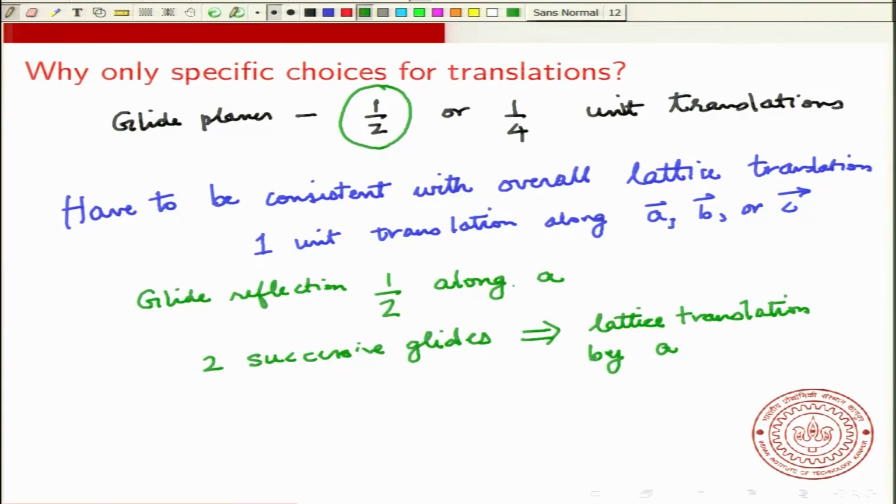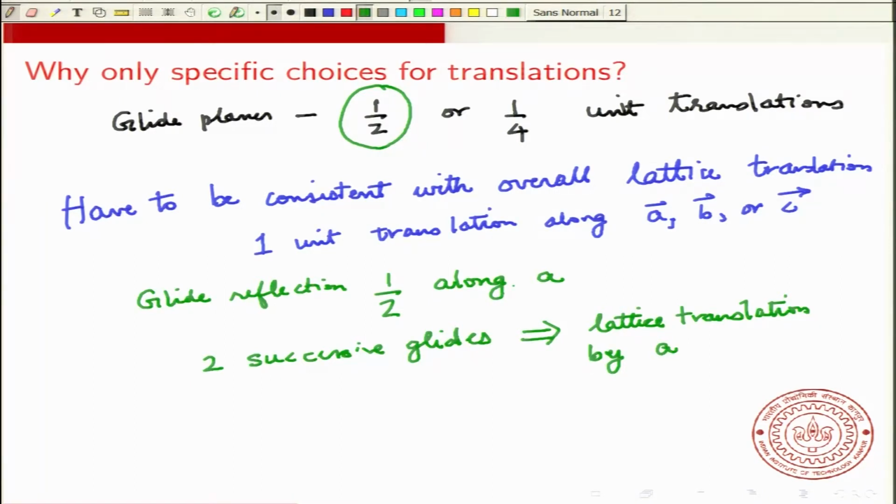So that is an overall translation by A. Okay. So clearly this glide reflection is consistent with the symmetry of this overall lattice translation, and similarly you can show even for the diamond glides, we can show that they are consistent with the overall lattice translations.